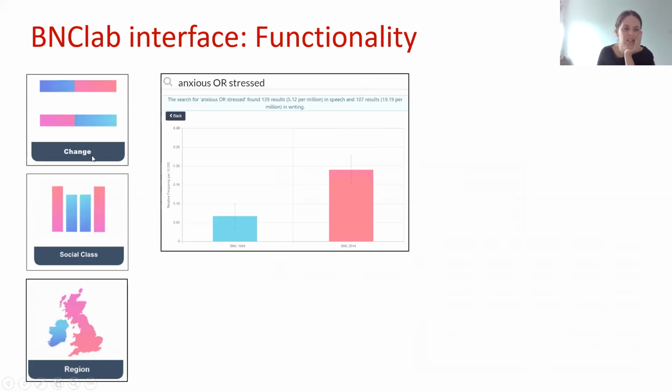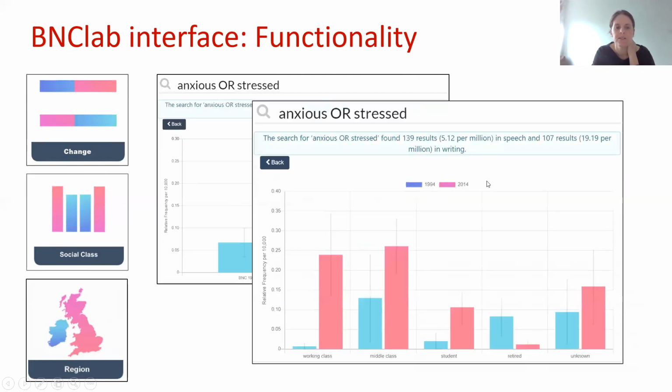Then we have a change button, and we see just the difference in the use between 1990s and the BNC 2014. So for example, for words such as anxious or stressed, we would see an increase in the use. The social class button will show us use according to different social classes that were included in British National Corpus, both of them. Again, we can click on the bars and be taken to the data for this particular group of speakers.